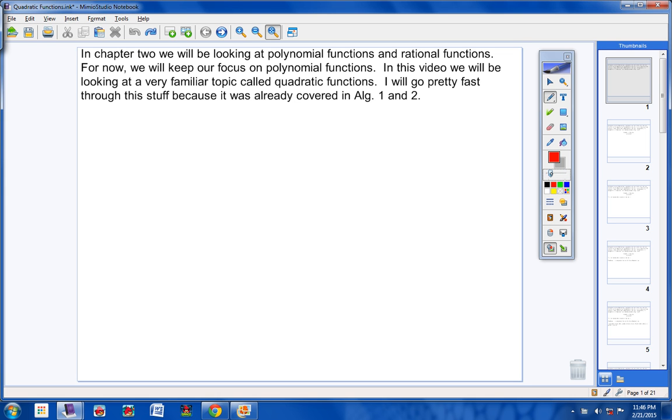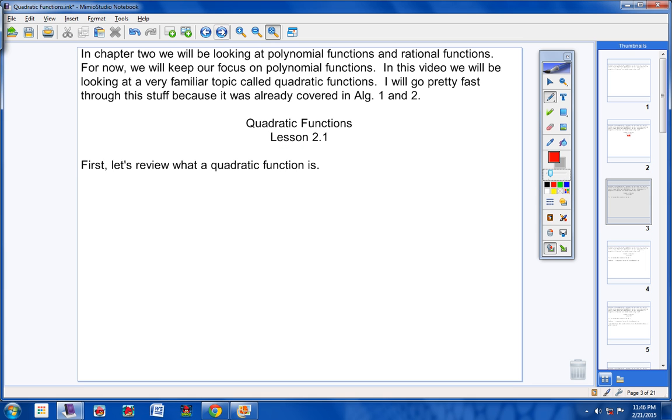Now, I'm going to go pretty fast in today's notes because it's really material that was already covered back in Algebra 1 and Algebra 2, but it's still good to quickly go over it, review it, before we jump into a lot more difficult polynomial functions. Your heading today is called Quadratic Functions, Lesson 2.1, and be sure and include today's date so that your notes are organized.